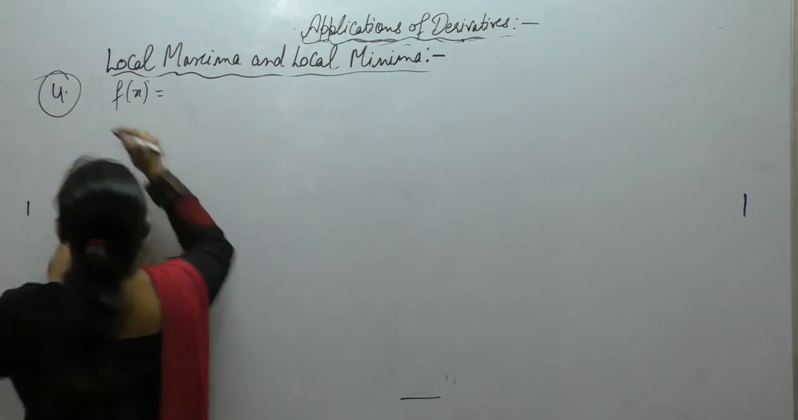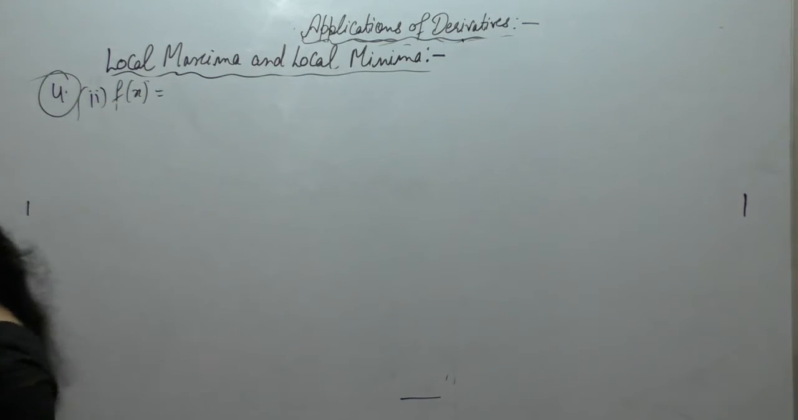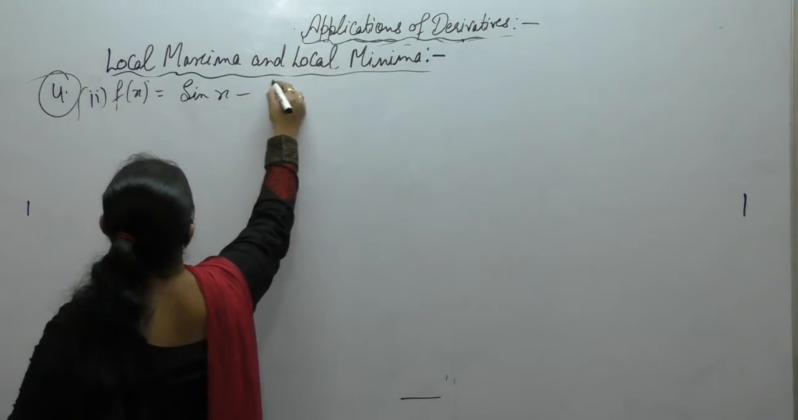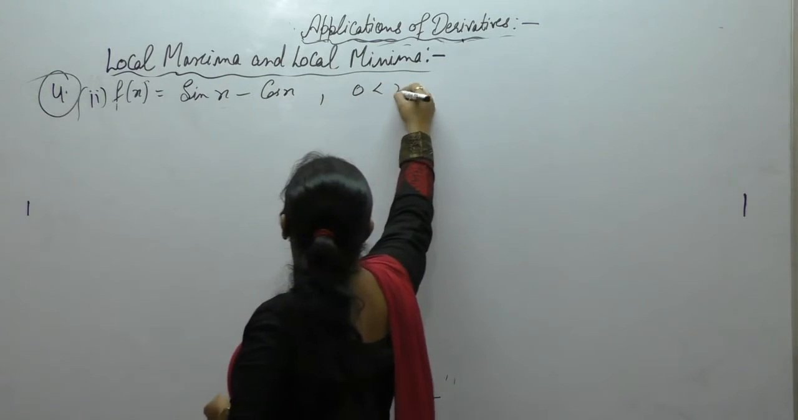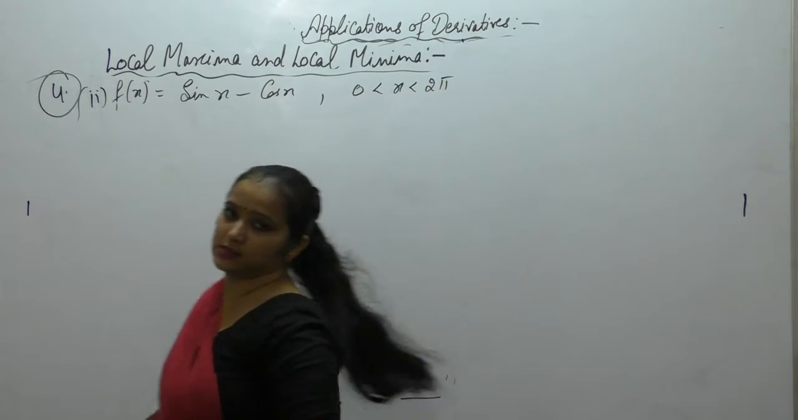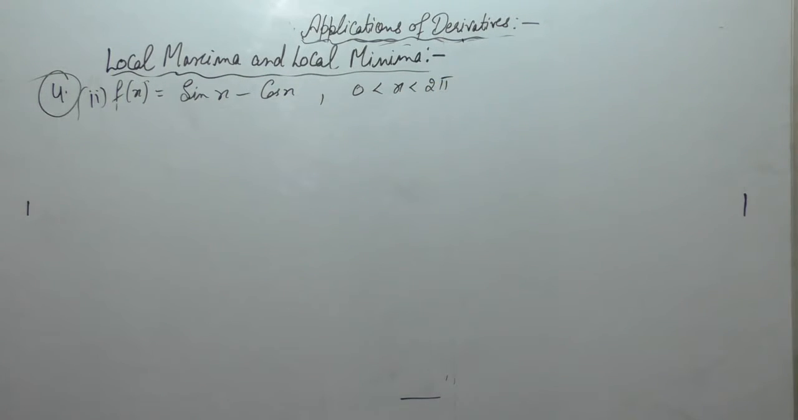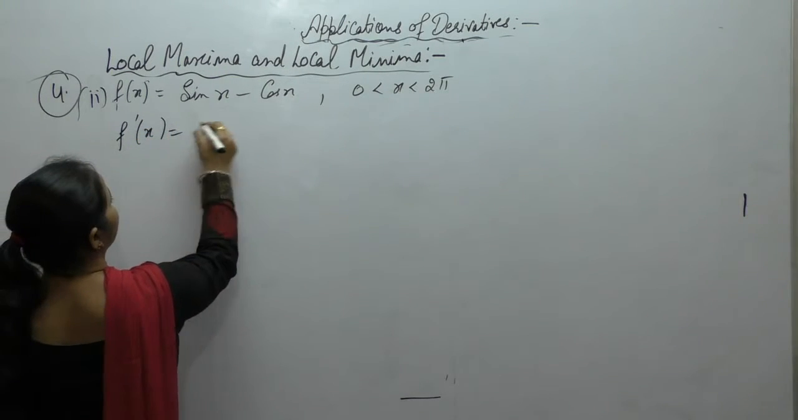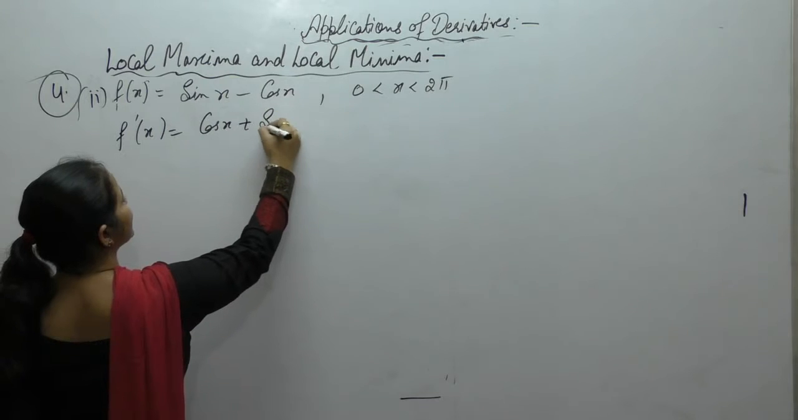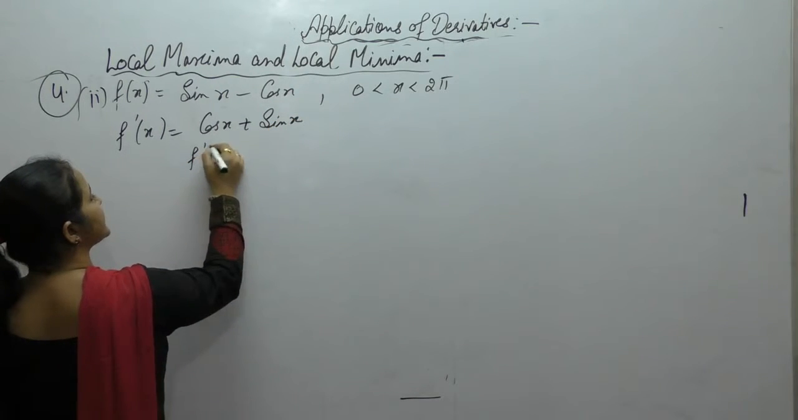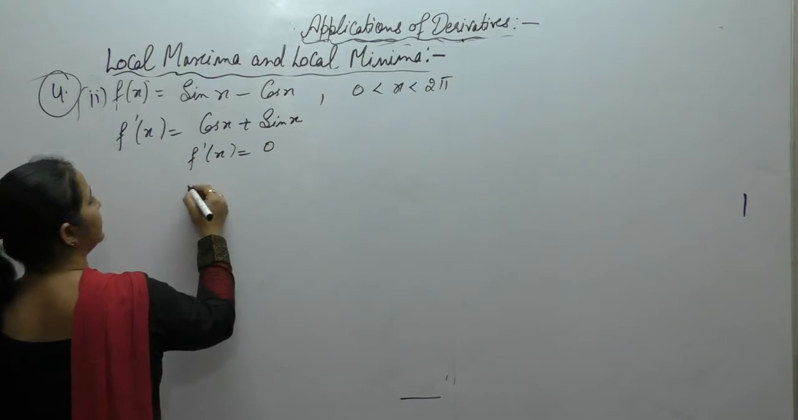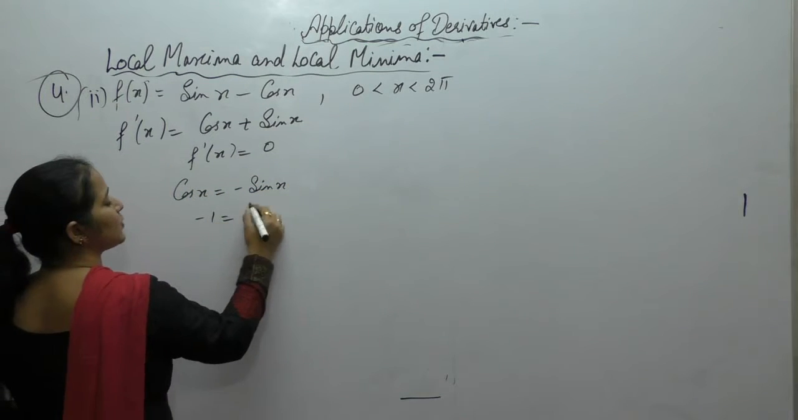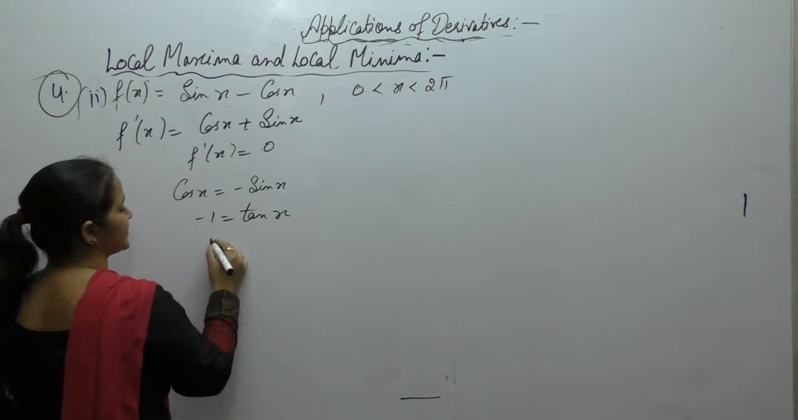Second part. The function given is sin x minus cos x, and x lies between 0 and 2π. First find the first derivative. Derivative of sin x is cos x, derivative of cos x is minus sin x. Put the first derivative equal to 0. Cos x is equal to minus sin x. Minus 1 is sin upon cos, tan x.